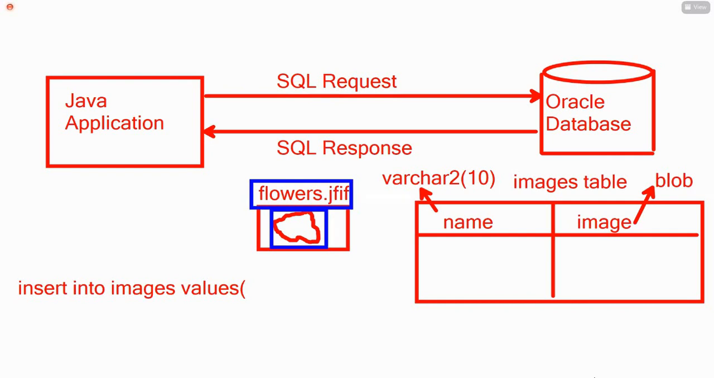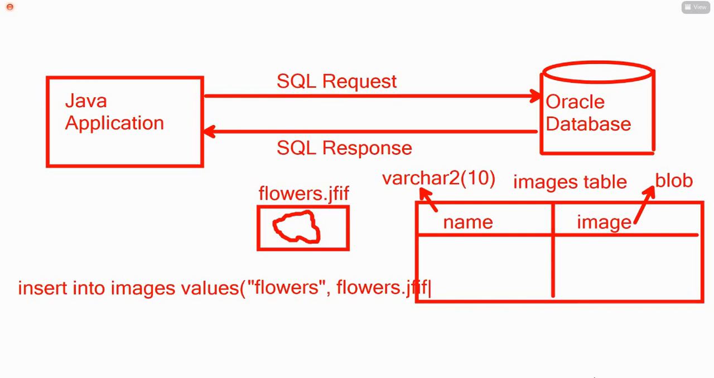My task is I want to store an image in a database. Then how to store? Here, name of the image, something like flowers, Varchar 2 10, I'll write flowers, comma. Now, what do we have to write here? If I write flowers.jfif, what will be stored? This name only is stored in the database. If you want to store a name, BLOB is not required. Varchar 2 10 you can use.